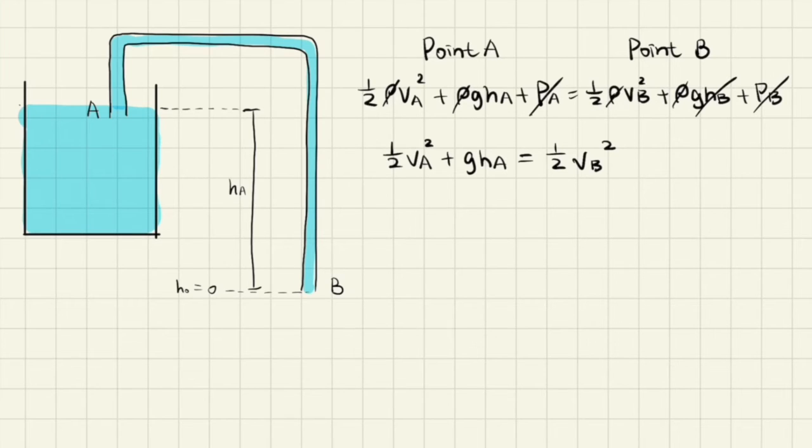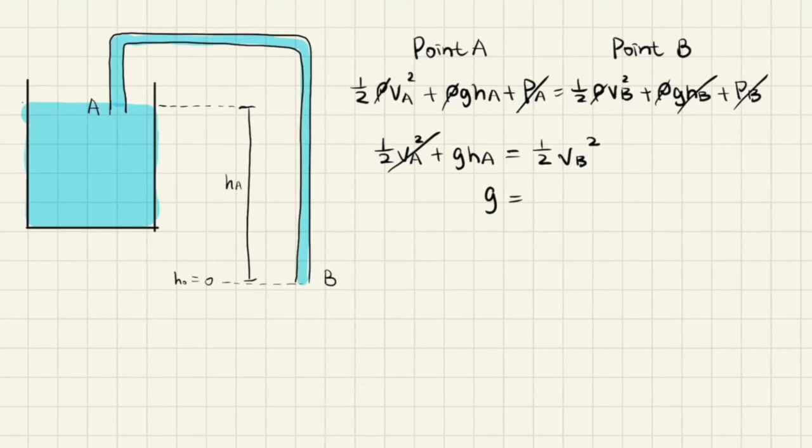If the container is really large, then we can assume that the velocity of water at point A is 0, so we can cancel this term out. After isolating G, we see that if we know the velocity of water at B and the height difference between A and B, we will know G.